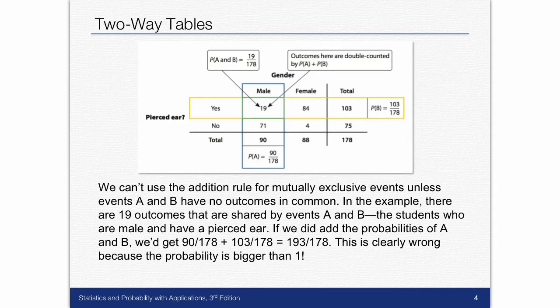So we can't use the basic addition rule for mutually exclusive events unless A and B have no outcomes in common. In the example, there are 19 outcomes that are shared by event A and event B: the students who are male and have pierced ears. If we did add the probabilities of A and B, we would get 90 out of 178 plus 103 out of 178, which would give us 193 out of 178, and that should bring up a red flag because it's greater than 1, and no probability can be greater than 1. So there has to be another way.